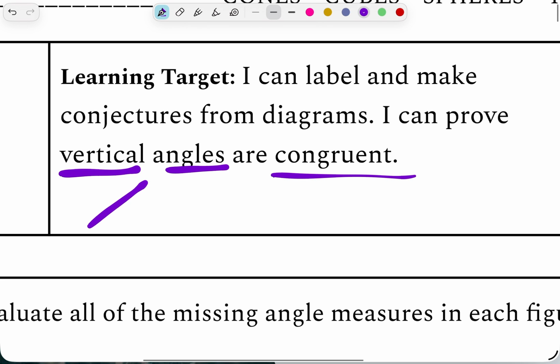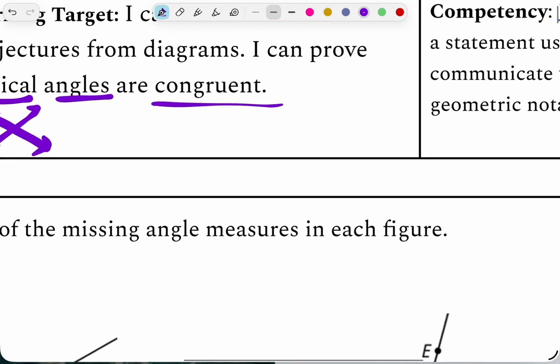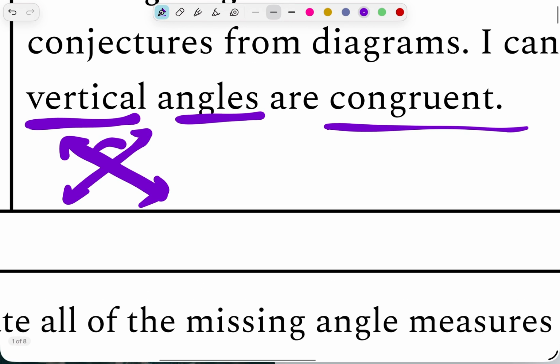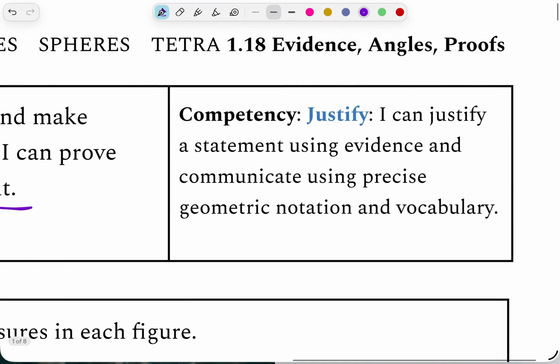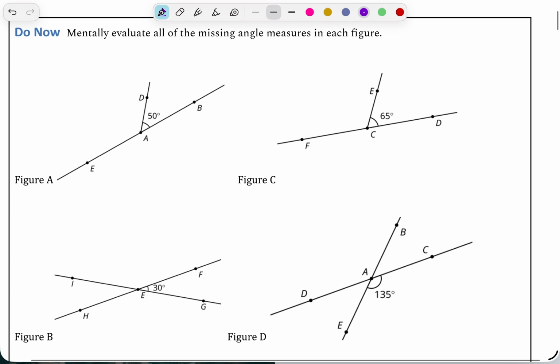So this is a new concept, and vertical angles make an X sign, okay? And they are opposite angles. Could be those or the other two. All right. Our competency is to justify, and let's get this party started. Try out the do now.